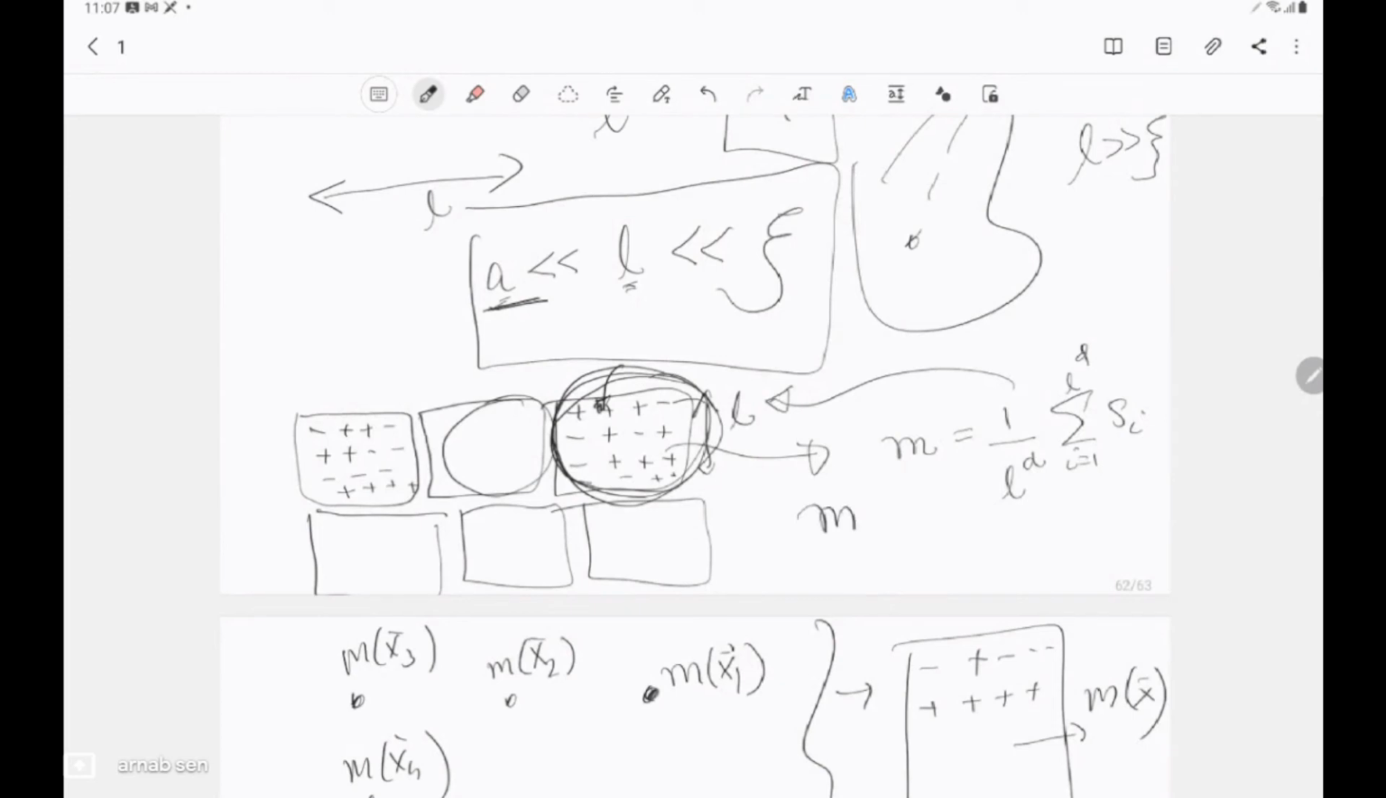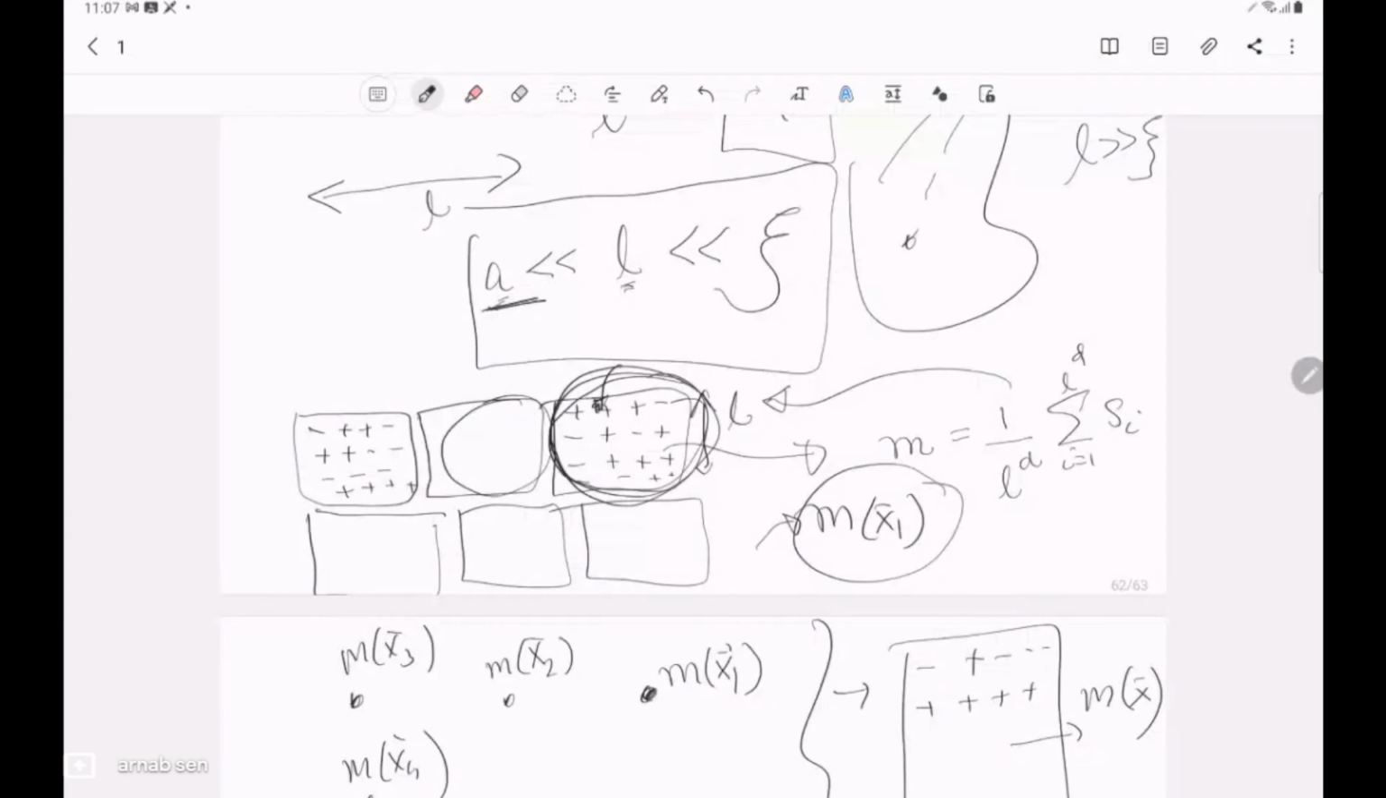Given a certain value of m of x1 for this box, there are of course more than one microstate which are consistent with this particular value. Suppose I give you some other value, there are again several microstates consistent with it. Of course, there are certain values of m of x for which only one microstate is consistent.